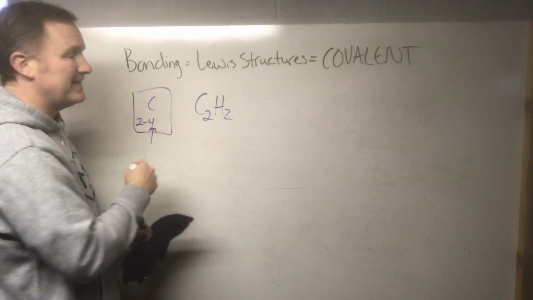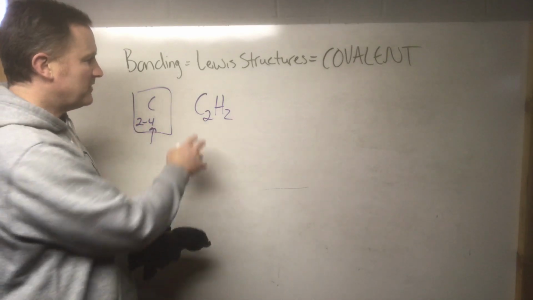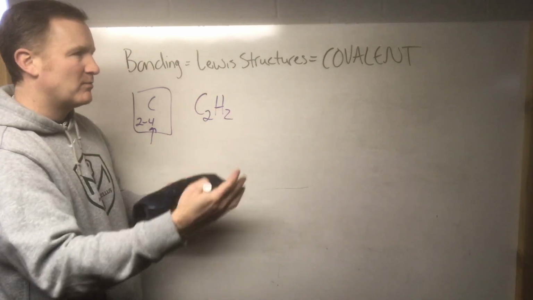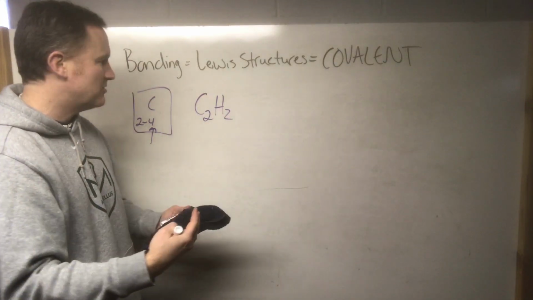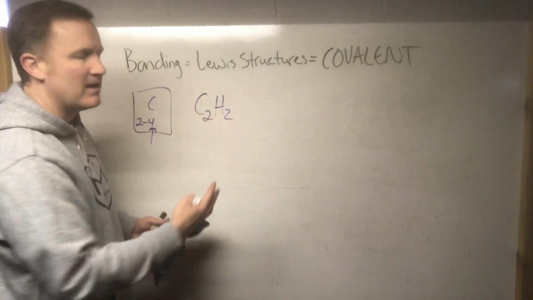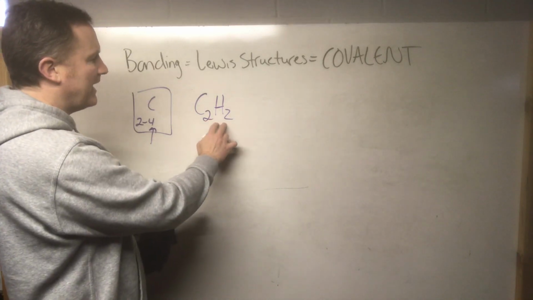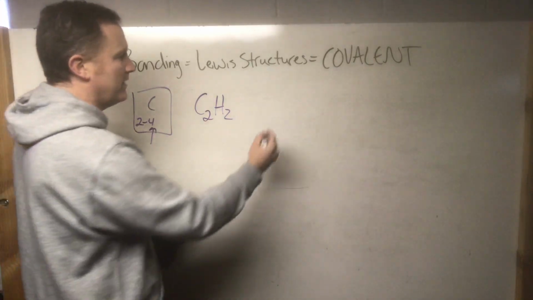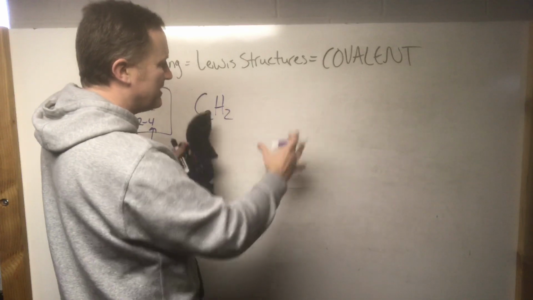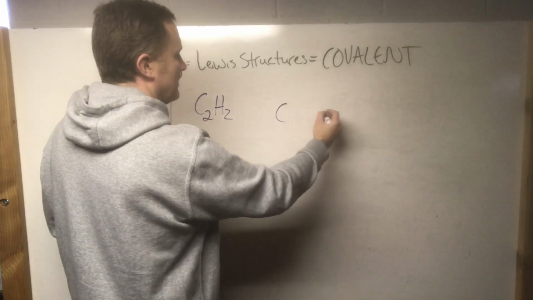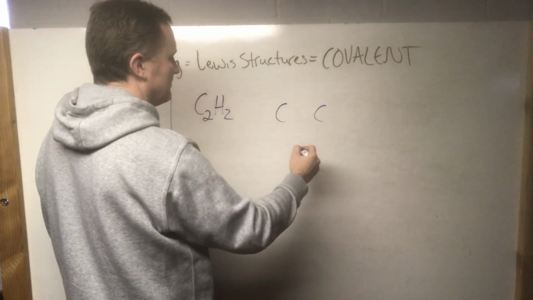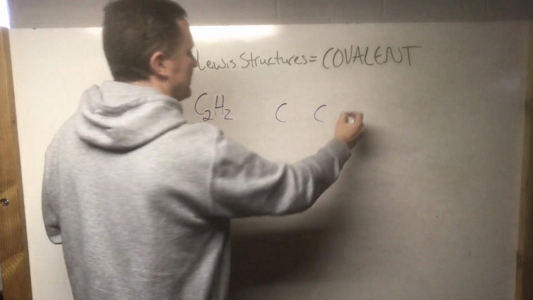It has 4, it needs 4 more. But if there's 2 of them and they each need 4 more, okay, maybe now we need up to 8 electrons, but I don't have enough. If I have hydrogens, hydrogen can only put in 1. So if we just start to try to manipulate and say, okay, there's 2 carbons bonded together, and then the hydrogens are going to be on the outside.